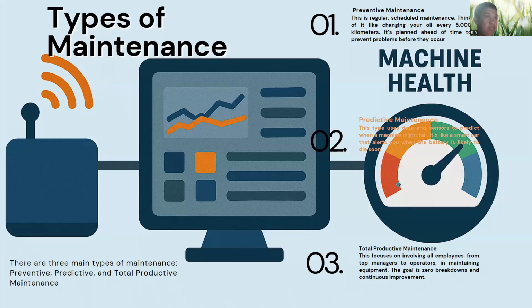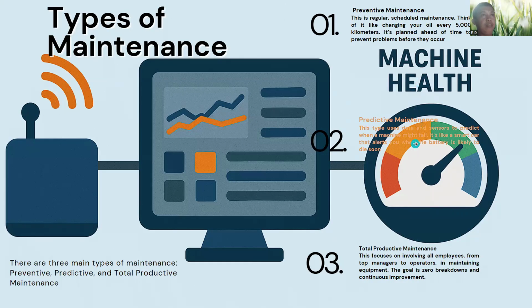Types of maintenance. There are three main types of maintenance: preventive, predictive, and total productive maintenance. Now, let's talk about types of maintenance. First is the preventive maintenance. This is a regularly scheduled maintenance. Think of it like changing your oil every 5,000 kilometers. It's planned ahead of time to prevent problems before they occur.